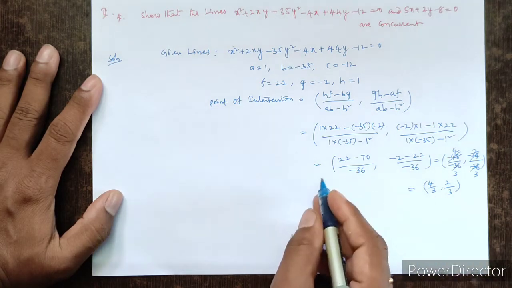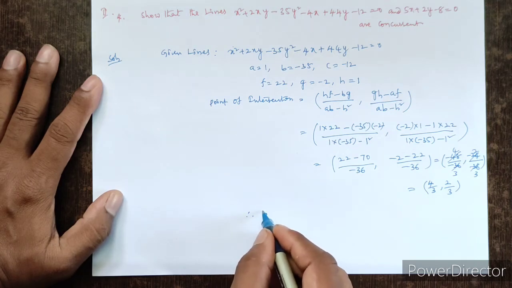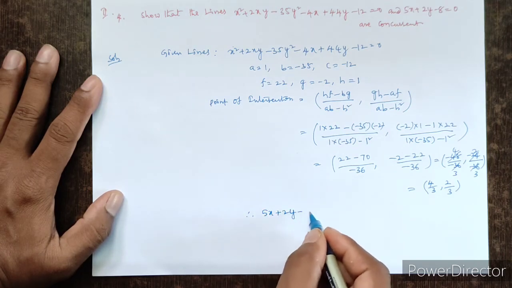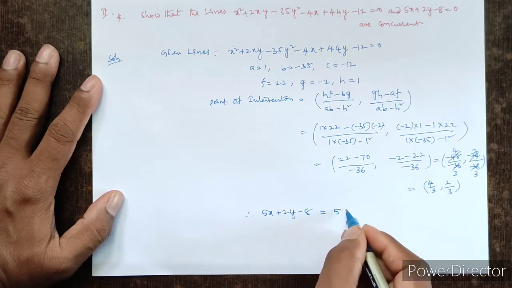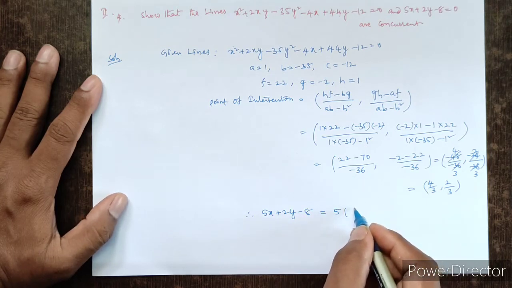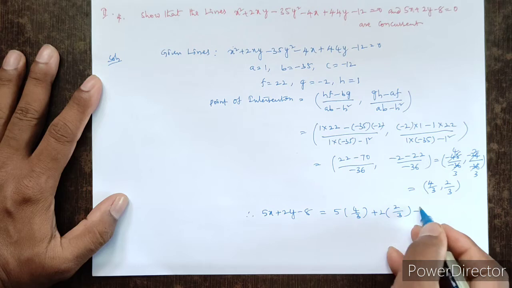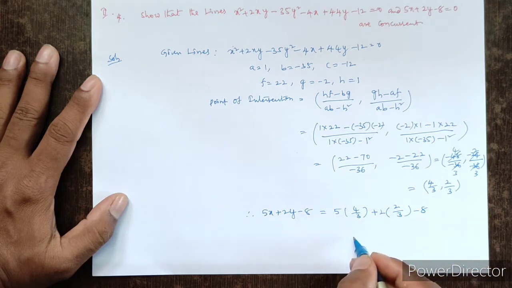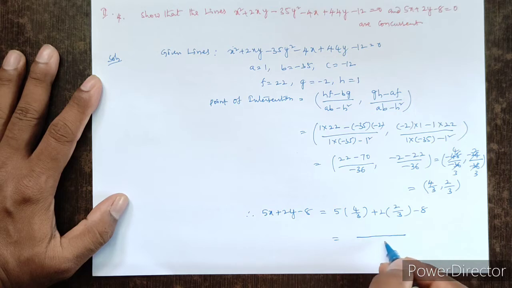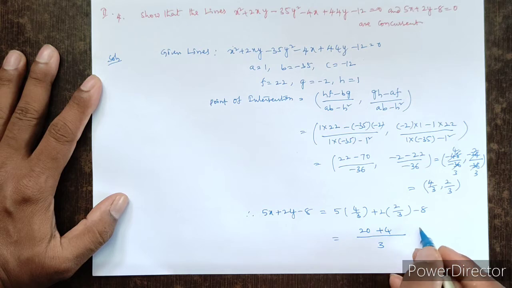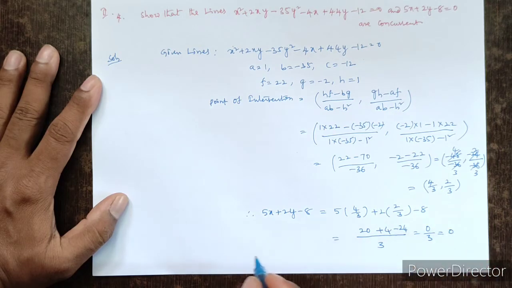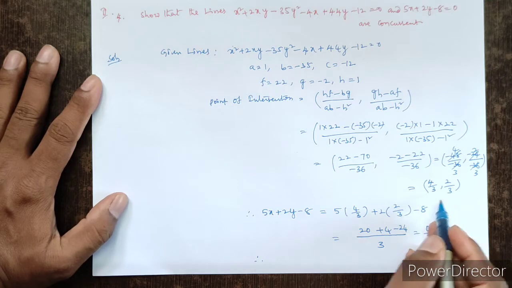So once you substitute in the given line, what is the given line? 5x plus 2y minus 8. So 5 of 4 by 3 plus 2 of 2 by 3 minus 8. So what is the LCM? 3, this is 20, this is the 2 into 4, so this is minus 24. So 24 minus 24 is 0 by 3, which is 0. Therefore this is the point of intersection.